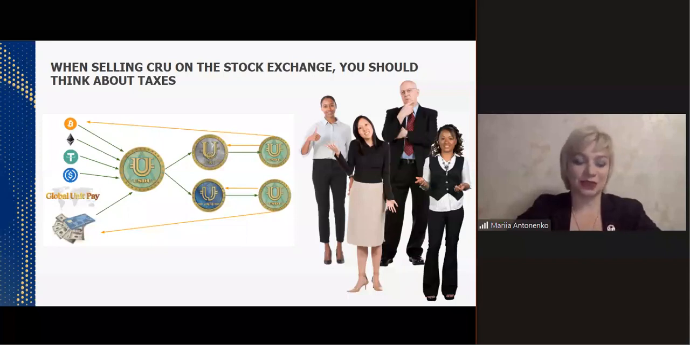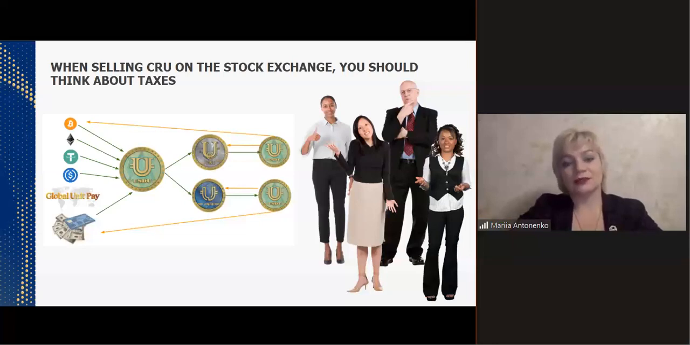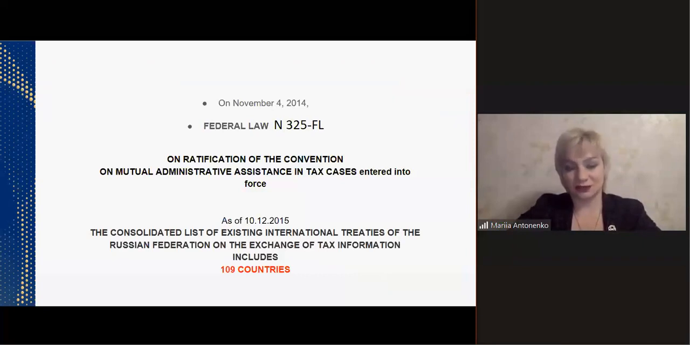You don't need Global Unit Pay with its gold cards. You can live your life in the crypto world without fiat money and try to cash out your Bitcoins somewhere else. But in the year 2021, most countries are observing all the operations, not only fiat operations, but also crypto operations. So let's see what kind of countries exchange information on all transactions in fiat and crypto on the next slide.